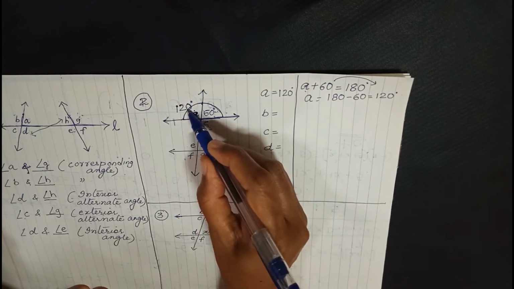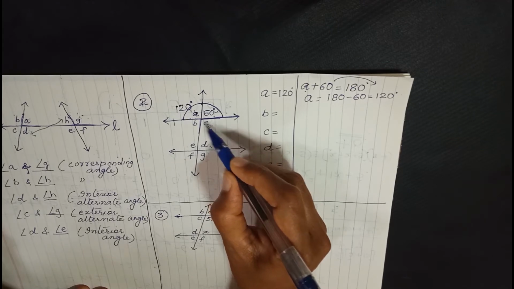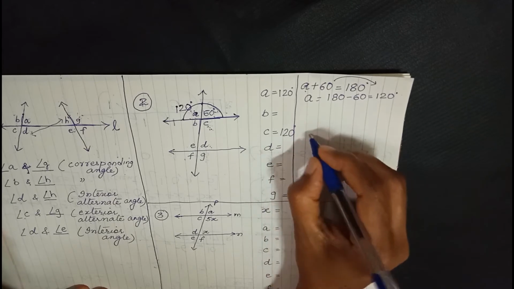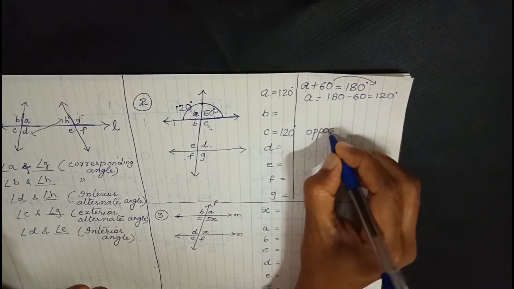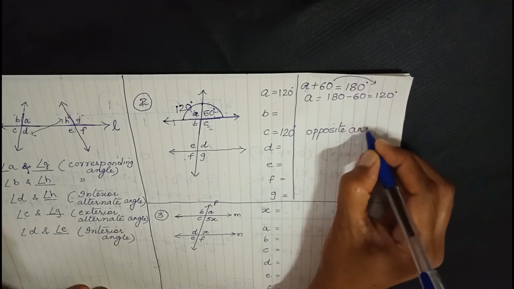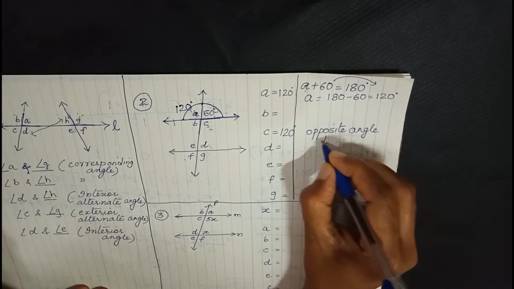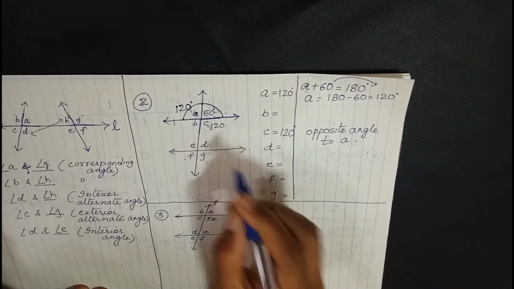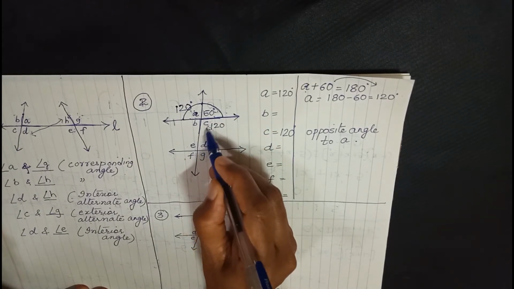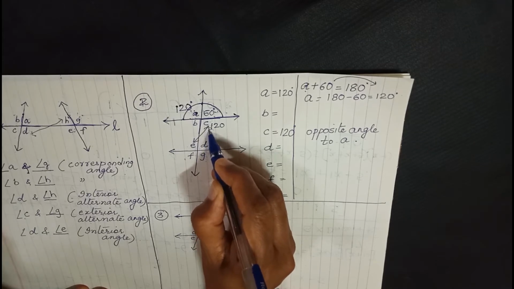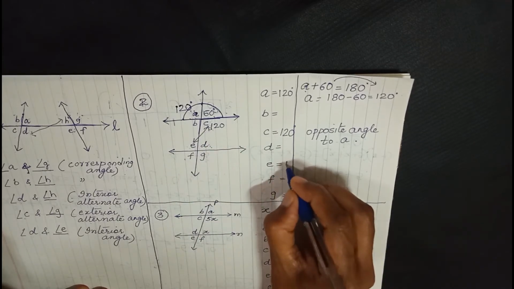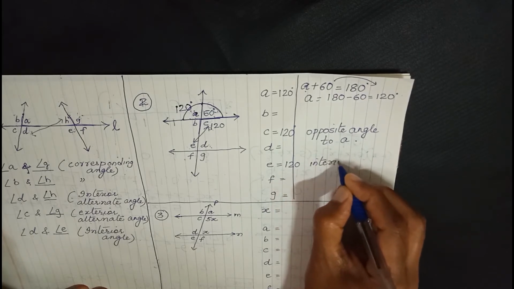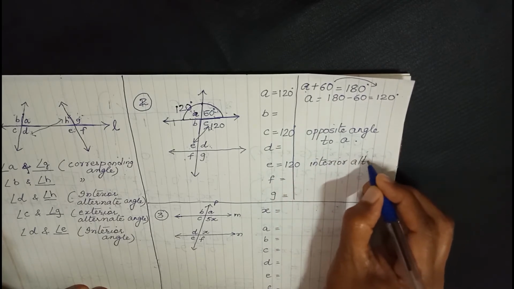So let us say this is 120. Then angle C is also going to be 120 because they are opposite angles. So C I write here. The reason being that it is opposite angle to A. Now I got this also as 120. Now you can see if C is 120, E is also going to be 120 because they are interior alternate angles. So I got E also as 120. The reason being interior alternate angles are equal.